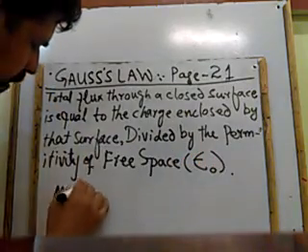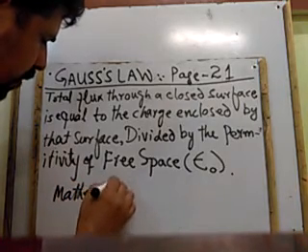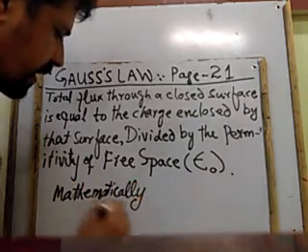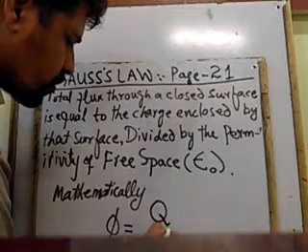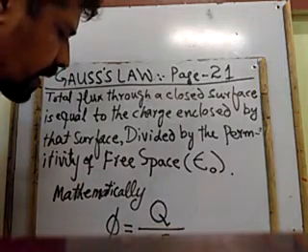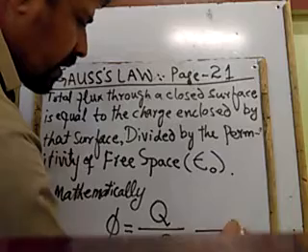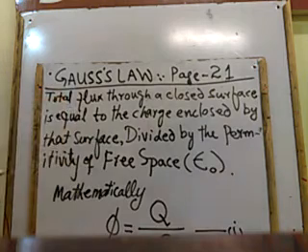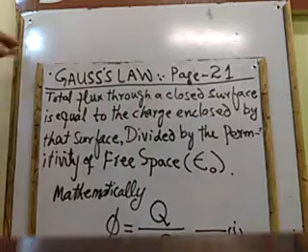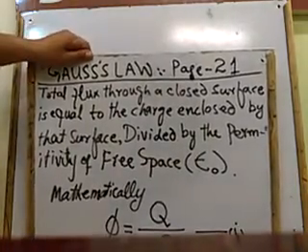Mathematically, we can write Gauss's law as the total flux is equal to total charge enclosed by the surface divided by epsilon naught. This is the mathematical form of Gauss's law. Now, derivation for Gauss's law.